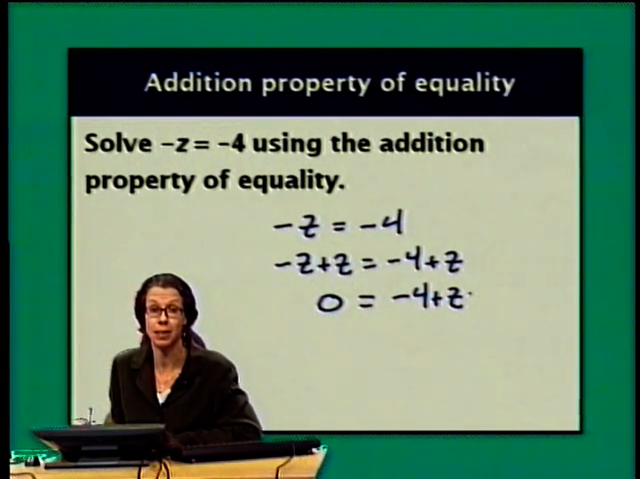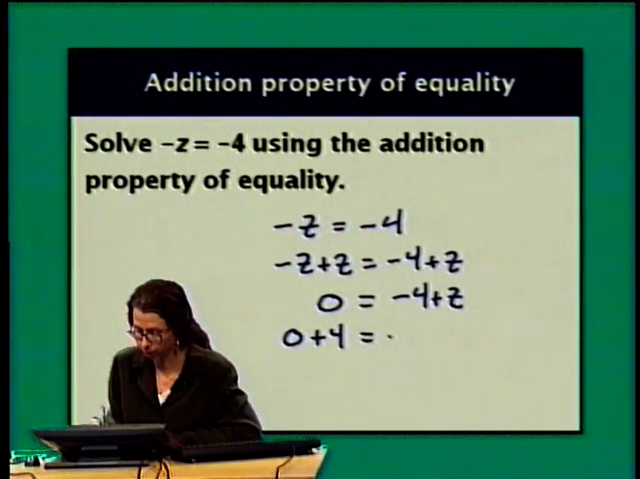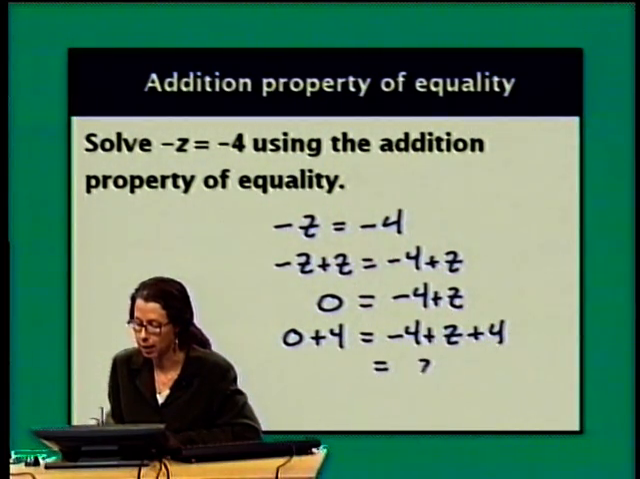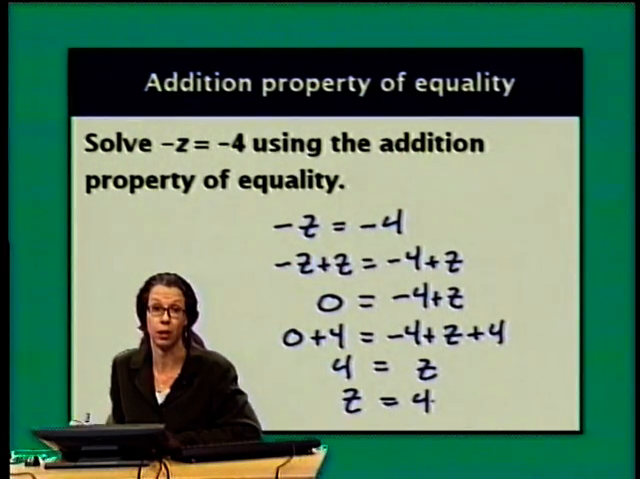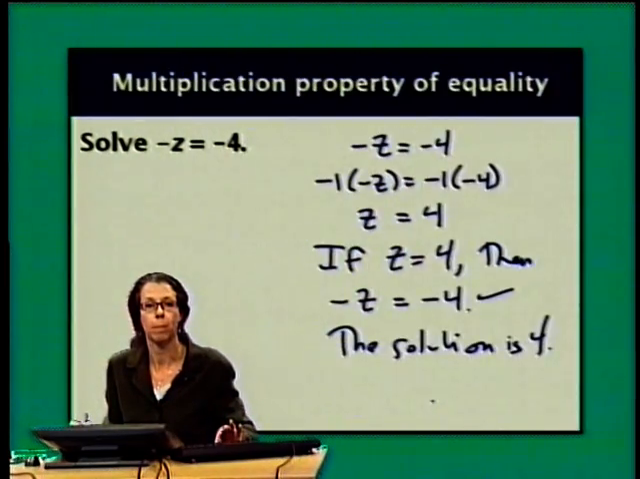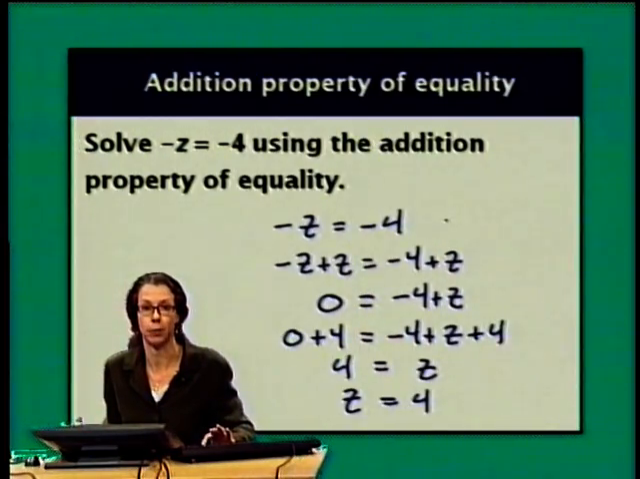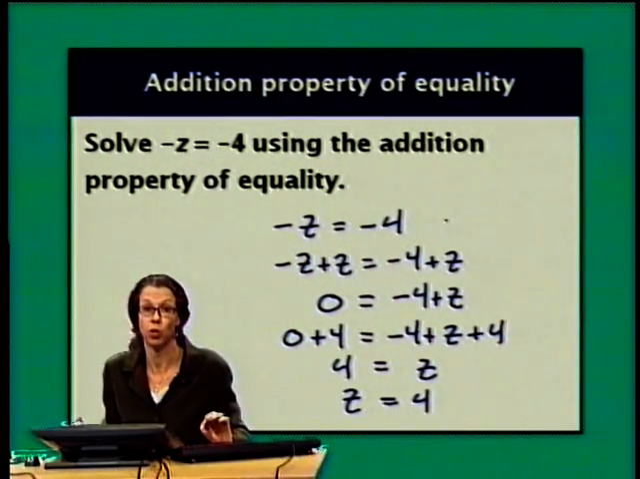Now to get z by itself on the right-hand side, I can add 4 to both sides of the equation. -4 plus 4 is 0, 0 plus z is z, and I have 4 equals z, which, using the symmetric property of equality, is equivalent to the equation z equals 4, which is exactly what I ended up with when I used the multiplication property of equality. So that was certainly the long way to do that problem, but it's just a demonstration that sometimes there's more than one way to get to a correct solution.